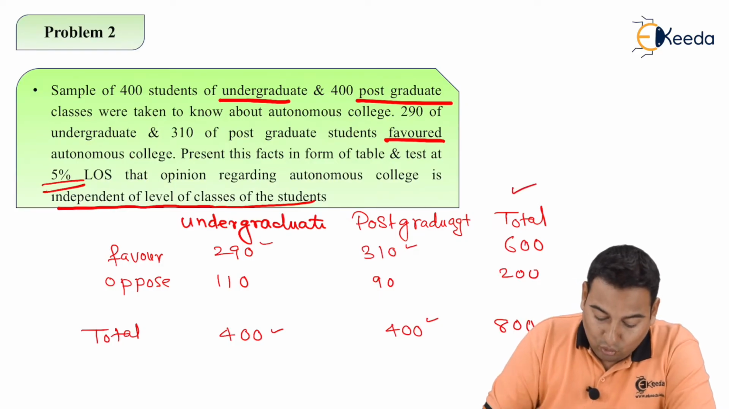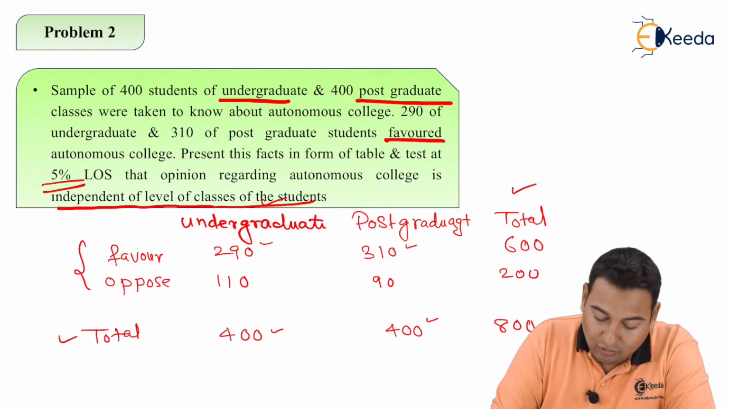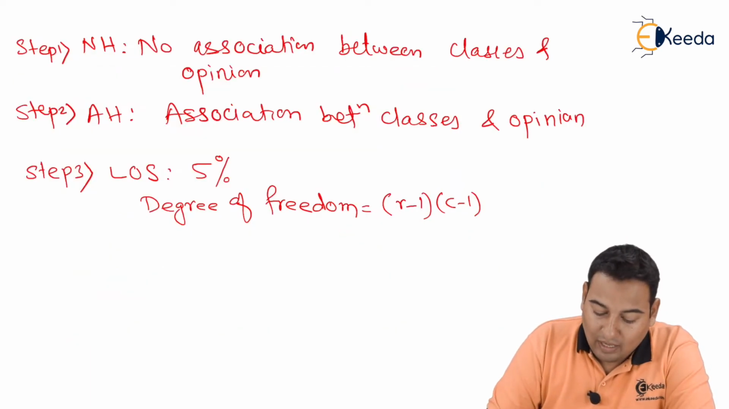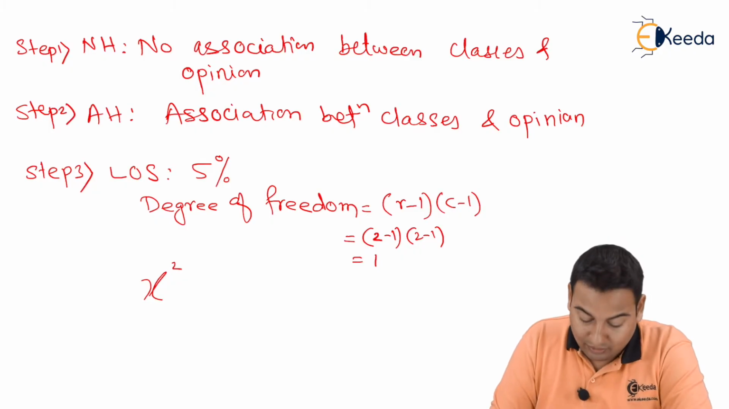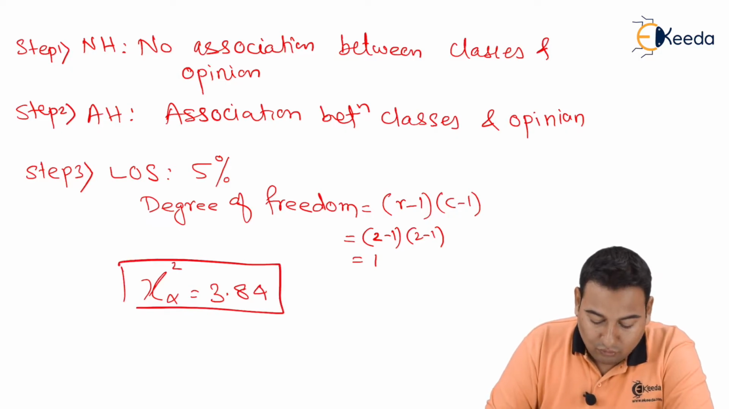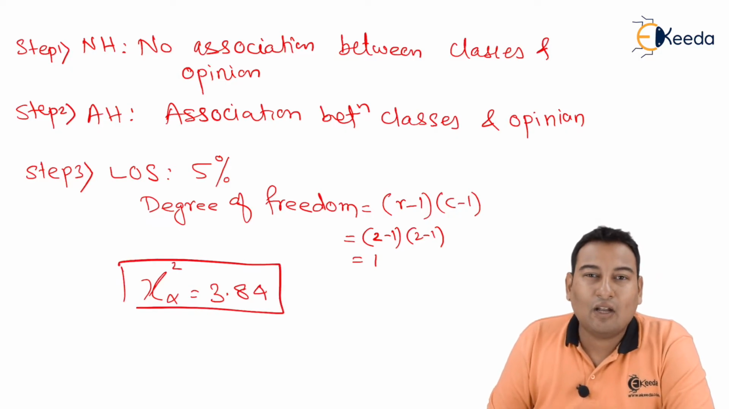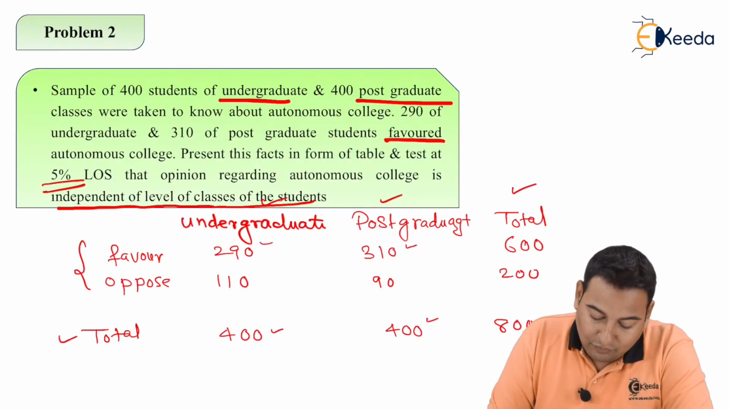As discussed, the total row and column we don't count. So we have 2 rows and 2 columns. So (R minus 1) into (C minus 1) is 2 minus 1, 2 minus 1, that is 1. 1 degree of freedom, 5% LOS. In the last example also the same situation was there. The chi-square value is 3.84. So we got the value of chi-square alpha. Now friends, we need to find the expected frequency. So let's find it out.